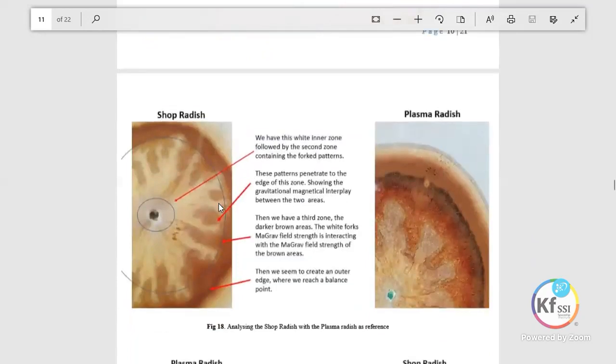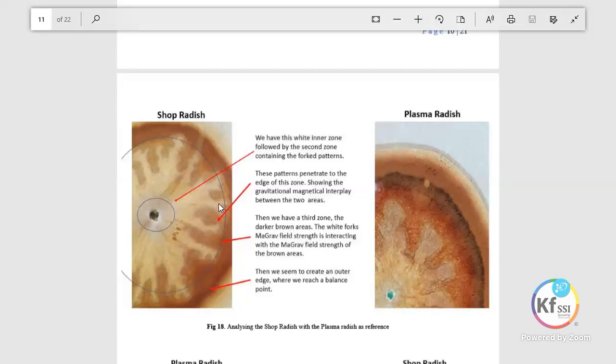So when I look at analyzing, I'm looking at the shop radish, which is on the left, and I just put the plasma radish as a visual comparison between the two. So when we look at the shop radish, we can see that we've got that sort of central white zone. We have got a blue circle there. And then we're followed by another bigger zone with a lot of the forked patterns. And these forks seem to be penetrating another layer, which is sort of a lighter brown.